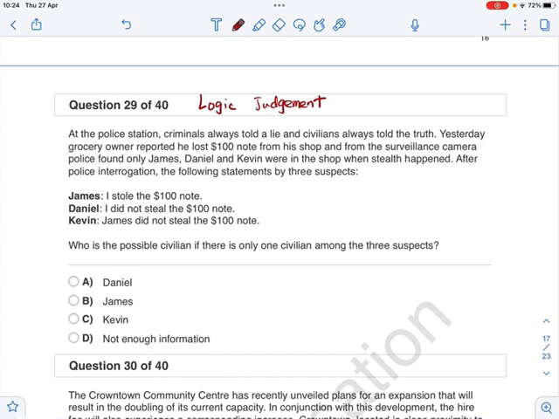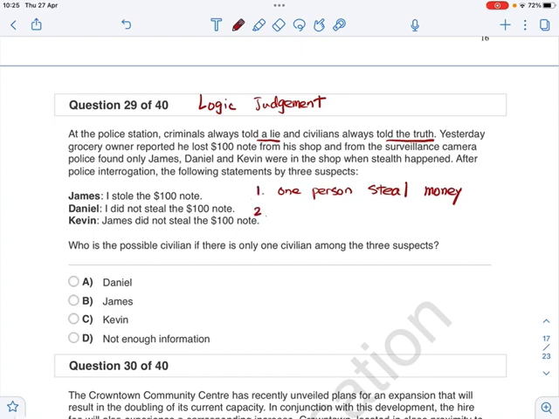First one is the criminal always tells the lie, and the civilians always tell the truth. So yesterday, the grocery store lost $100. They said there's three suspects, which are James, Daniel, and Kevin. One of them must have done it, stolen the money. So we know that one person stole the money. That is the first criteria we know.